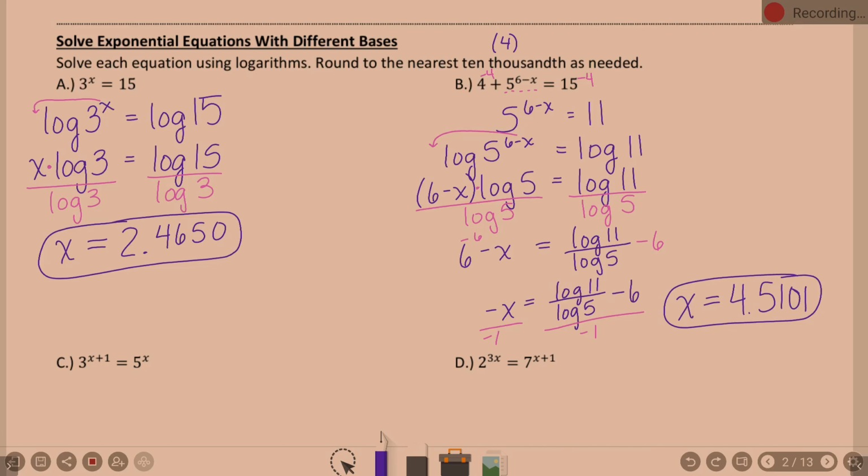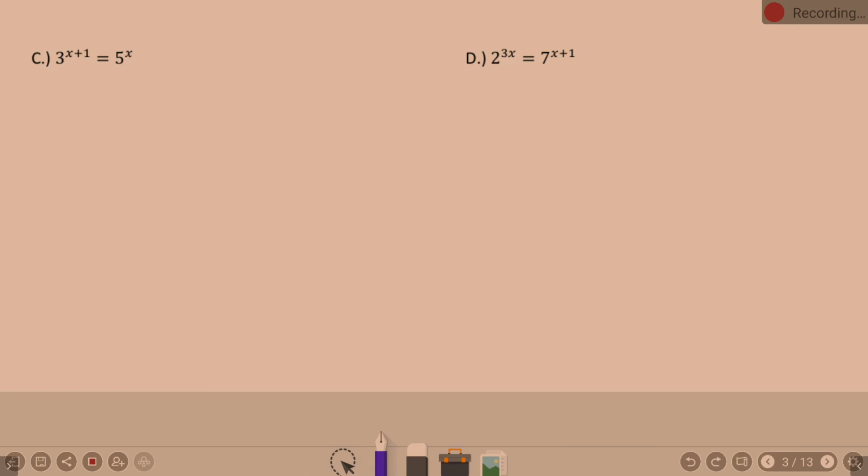Okay, you ready for number 3? Letter C? Yeah, whatever. Okay. On C, 3 to the x plus 1 equals 5 to the x. Take a guess. Can we get 3 and 5 to have the same base? No, of course not. So what are we going to do? We're going to take the log of both sides. So I'm going to rewrite this. Log of 3 to the x plus 1 equals log of 5 to the x.